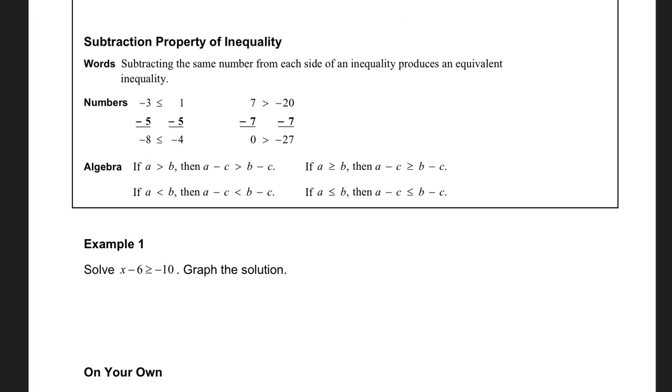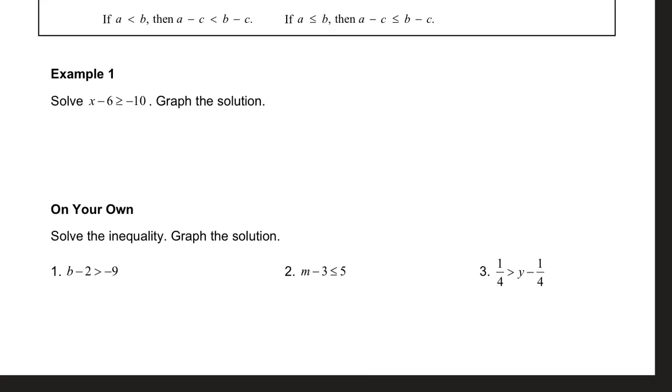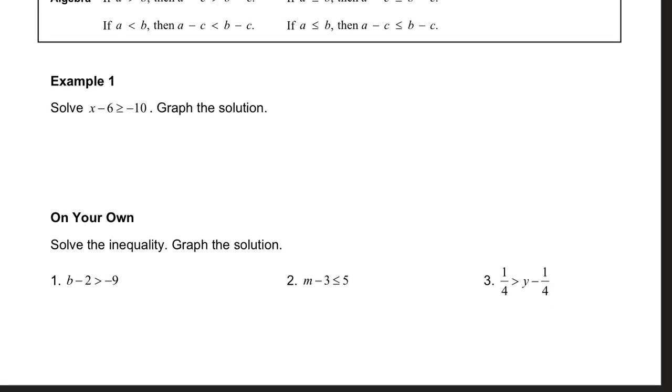So let's get into example one here. Example one says they want us to solve and graph the solution to x minus 6 greater than or equal to negative 10. So I want to get x by itself, so I'm going to add 6 to both sides of the inequality. This leaves me with x greater than or equal to negative 4. That's my solution. So now I need to graph my solution.